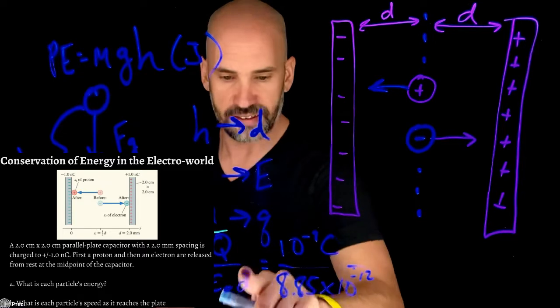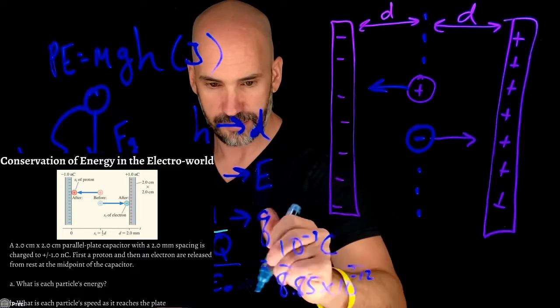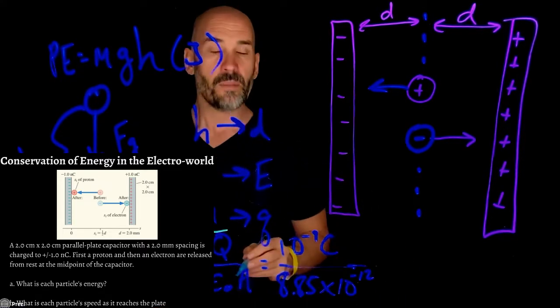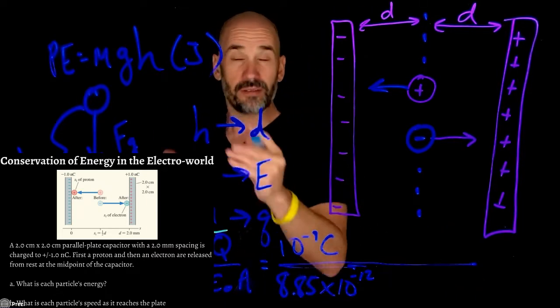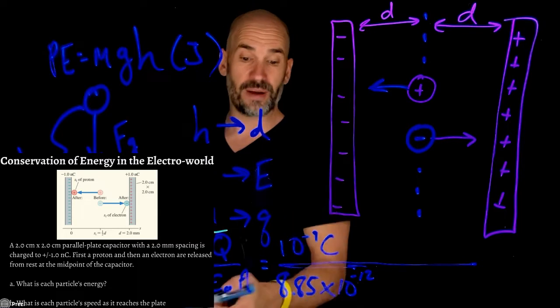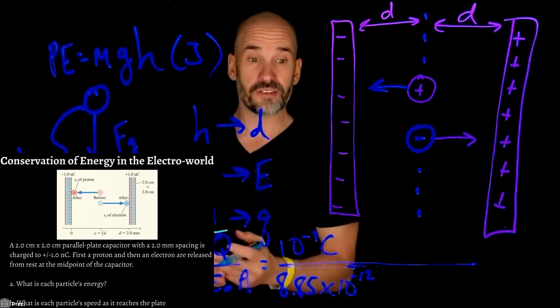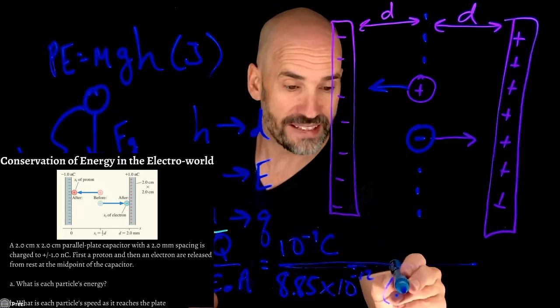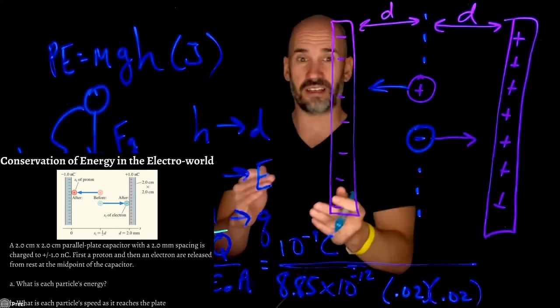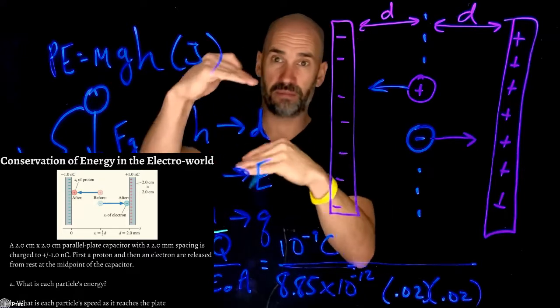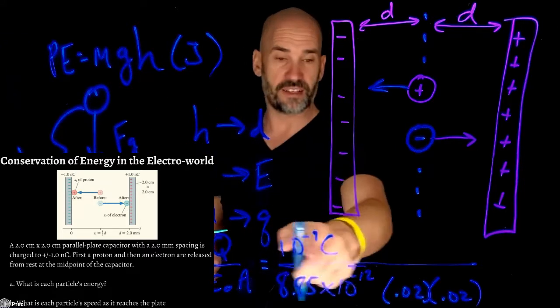Oh, sorry, this is not D, but this is A, the area of the plates, okay? The plates are square. It says 2 centimeters by 2 centimeters parallel plate, right? So that's going to be 0.02 times 0.02. A square, the area is side squared, or length by width, right? So that's going to be the area.